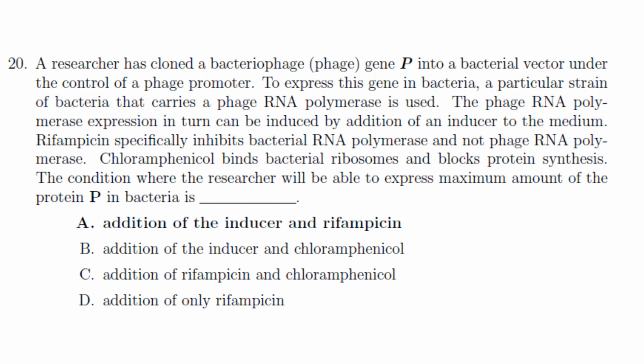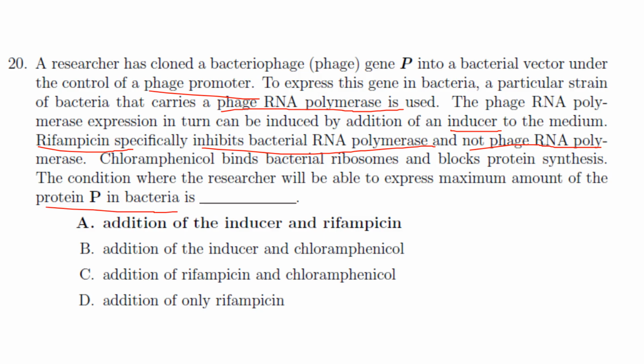A researcher has cloned a bacteriophage gene P into a bacterial vector under the control of a phage promoter. To express this gene in bacteria, a particular strain of bacteria that carries phage RNA polymerase is used. The phage RNA polymerase expression is turned on, in turn, can be induced by addition of an inducer to the medium. Rifampicin specifically inhibits bacterial RNA polymerase and not phage RNA polymerase. Chloramphenicol binds to bacterial ribosomes and blocks protein synthesis. Which is the condition where the researcher will be able to express maximum amount of protein P in bacteria?